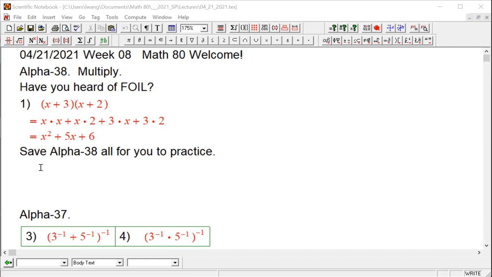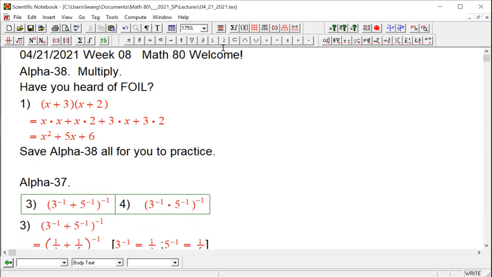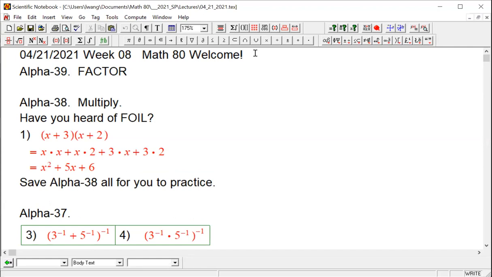Alpha 39: factor, the opposite of expanding. Okay, so alpha 39, factor. Factor is the opposite of FOIL. Okay, so why do we want to factor? Why factoring?